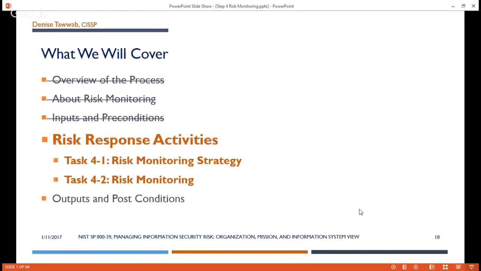Now we get down to the risk monitoring activities, and there are two risk monitoring activities outlined in 800-39. Task 4-1 is risk monitoring strategy, and task 4-2 is actual risk monitoring. Risk monitoring activities.